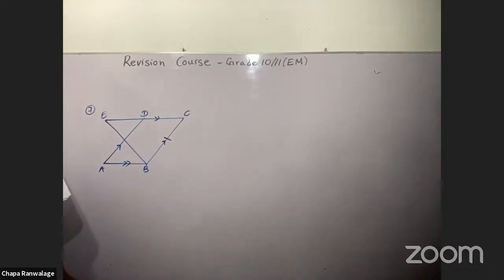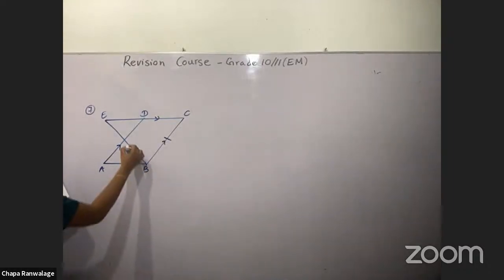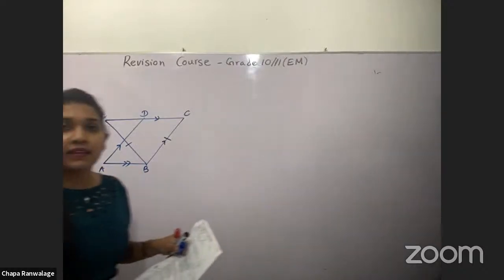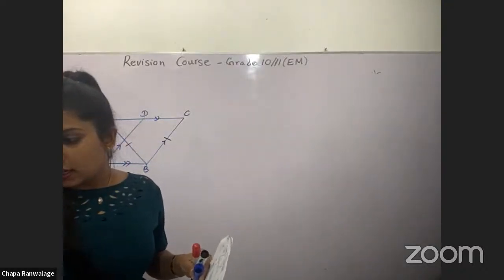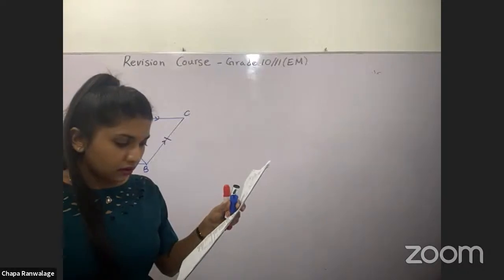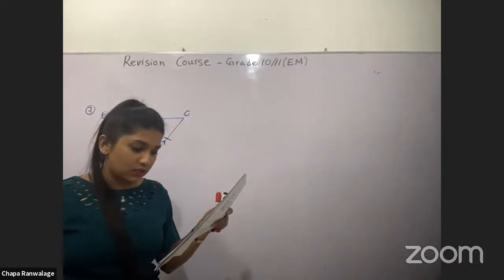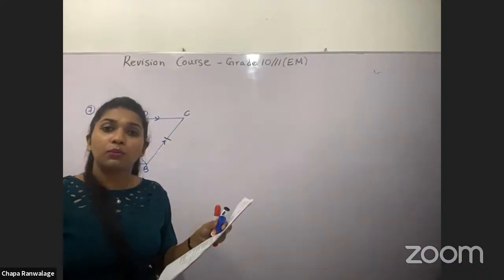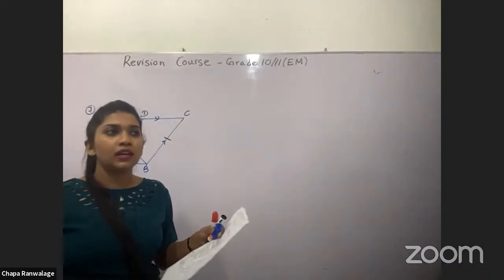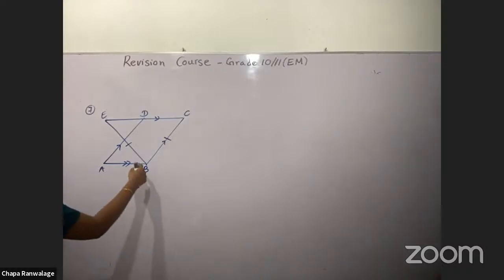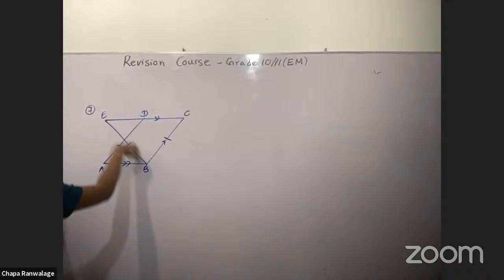BC is equal to BE. You have to prove that in the first question. You have to prove that AD is equal to BE.